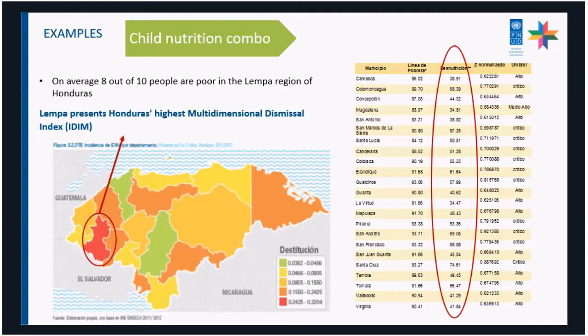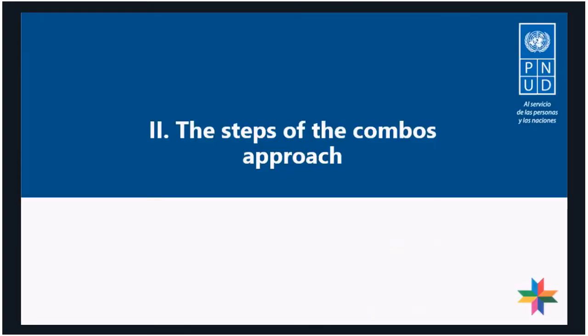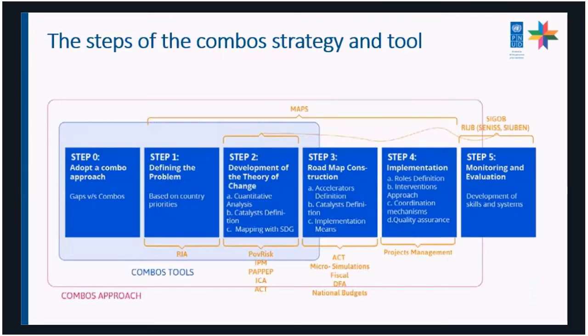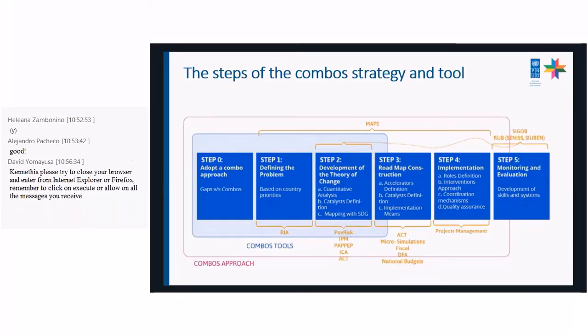So let's think briefly about the steps of a combos approach. We learned a lot from examples on the ground, and we've put together our own 5-step system. We can think of this as a results-based management kind of agenda, in which the focus is on a multidimensional problem, and that's where perhaps it's different from other approaches that probably focus on a single gap. Step 0 is to adopt a combo approach, thinking about this vis-a-vis the gap approach. Step 1 is defining the problem in a multidimensional way and not in a silo way, not in a sectoral way that is bureaucratic.